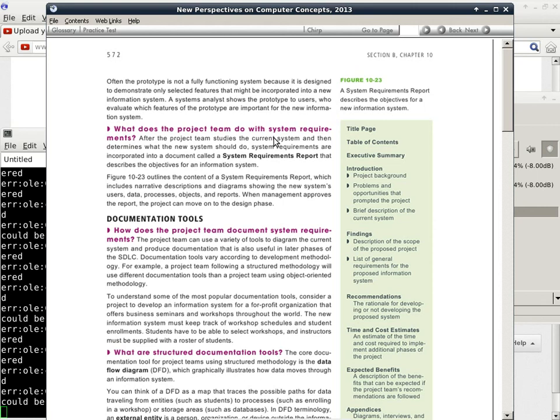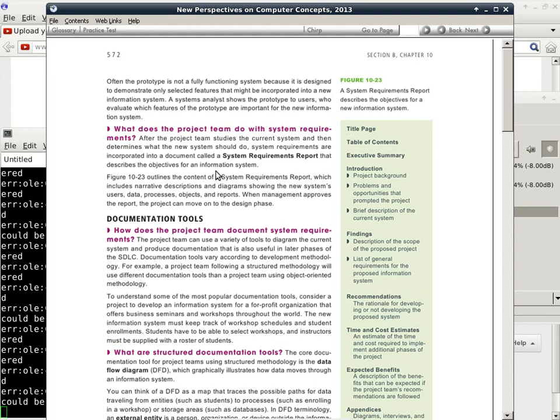What does the project team do with the system requirements? Well, first you have to document it, right? So after the project team studies the current system and then determines what the new system should do, system requirements are incorporated into a document. Remember the documentation called the System Requirements Report that describes the objectives for an information system. It becomes the test, okay, along different points of the implementation of double checking and seeing if the information system is moving in the right direction.